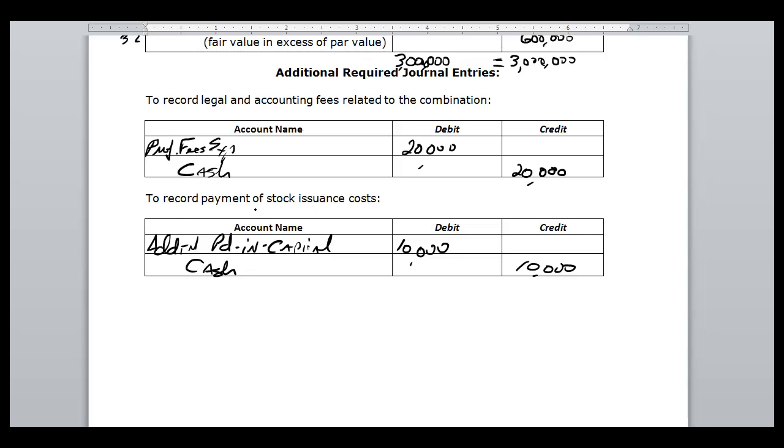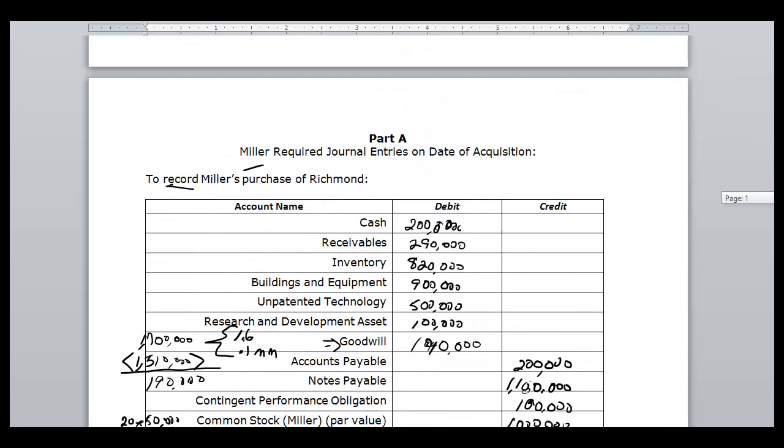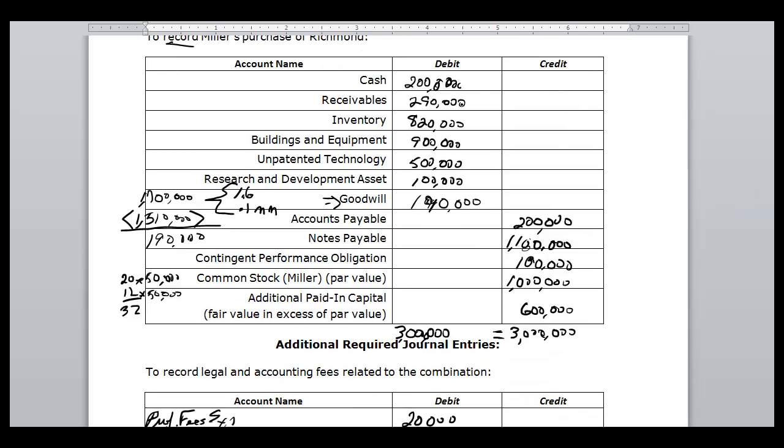Now, one thing to note at this point for Part A, and I remind you, Part A is we are buying the stock, but we are dissolving that corporation that we are buying. And there is no investment account. I didn't create any account called investment in Richmond. I just brought all of these assets over onto my books, to my general ledger. And the reason for that is that we are dissolving them as a corporate entity. Okay?